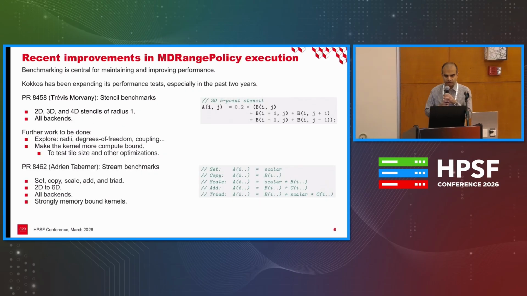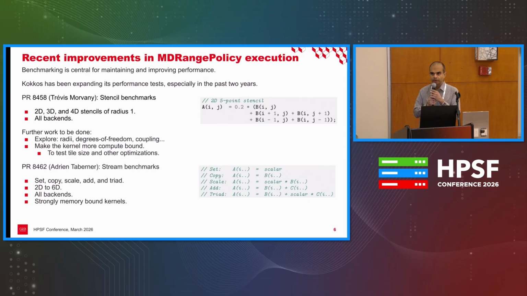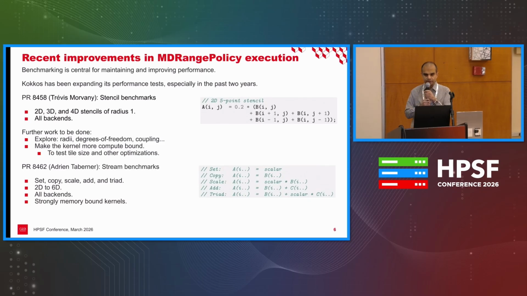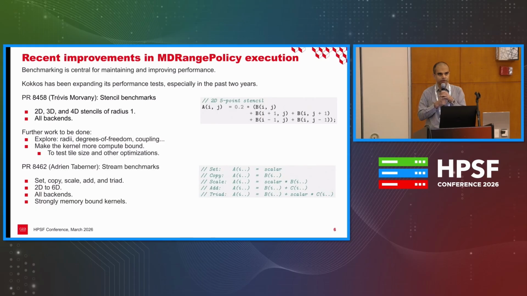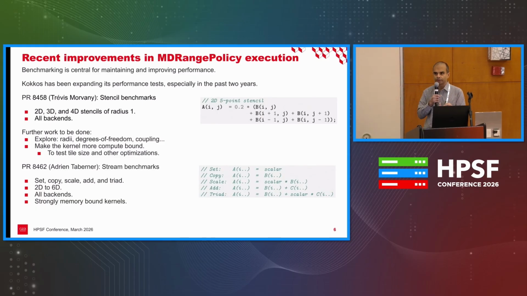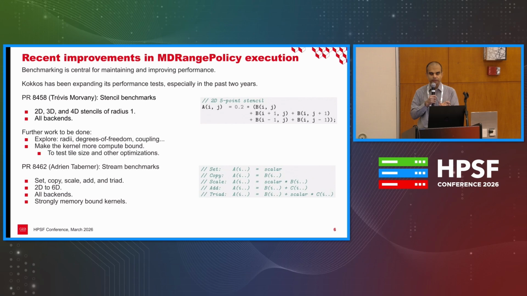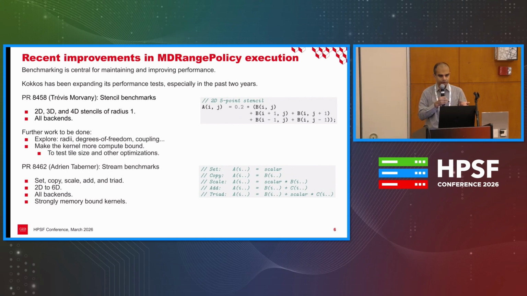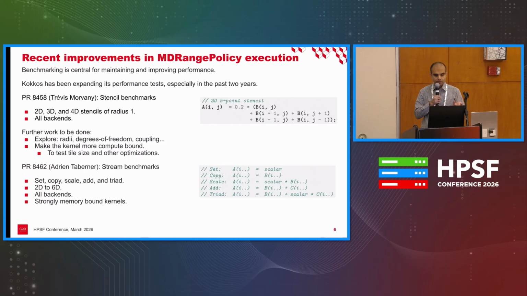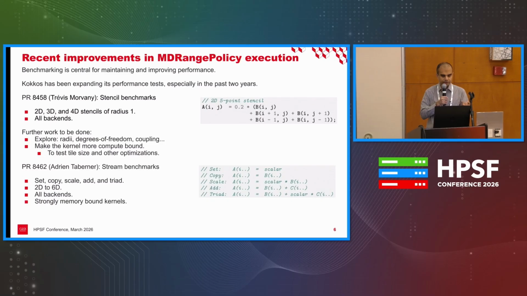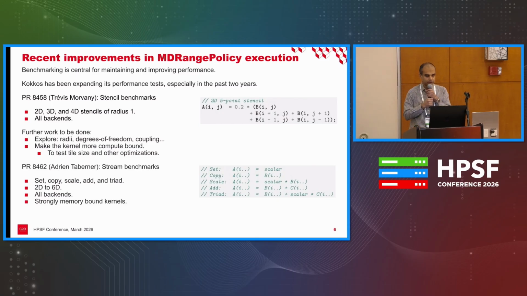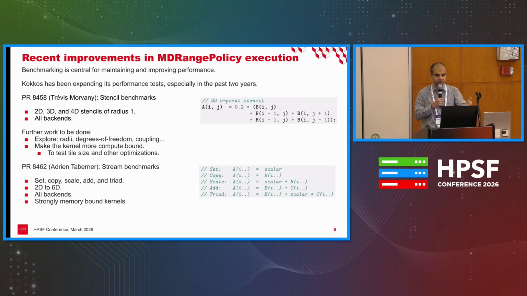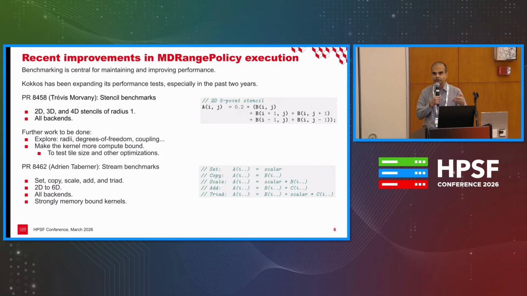So let's look at some recent improvements for MD-range policy performance that came out of the CEA team. To start with, to do any kind of performance improvement, you need good benchmarks to test your ideas on. So we made 2 PRs regarding stencil kernels and also the stream benchmark kernels, made by Travis and Adrian. You can see more about them in the PR descriptions mentioned here. And this is just a starting point. This can be extended further and further.